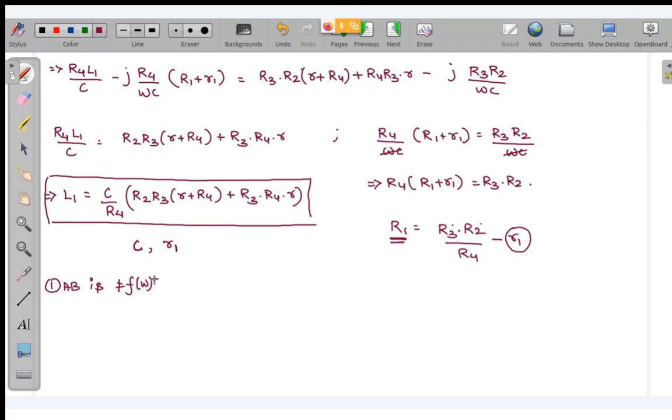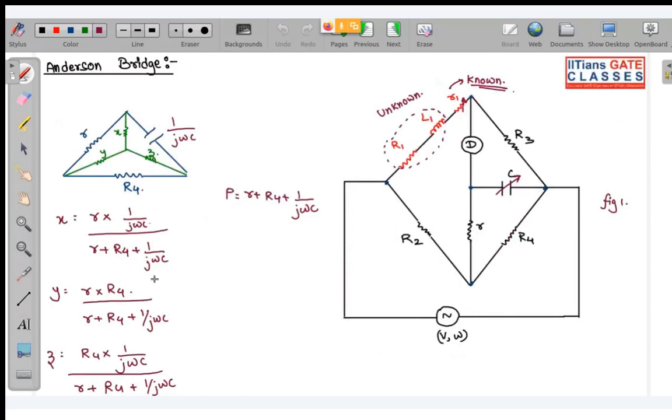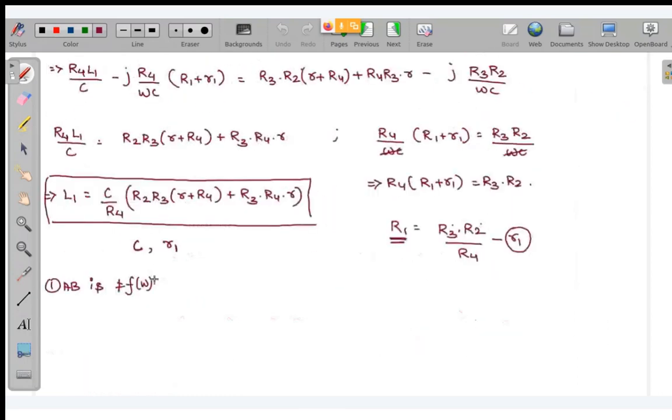Another thing over here is that the circuit is complex. You can see it is quite complex. We had to do so much analysis. So the circuit is a little bit complex in Anderson bridge. One more thing is that we can even balance the bridge by just varying this R1. We can balance the bridge by only varying R1, but if we want to calculate the quality factor of the coil, then we need to vary C also.